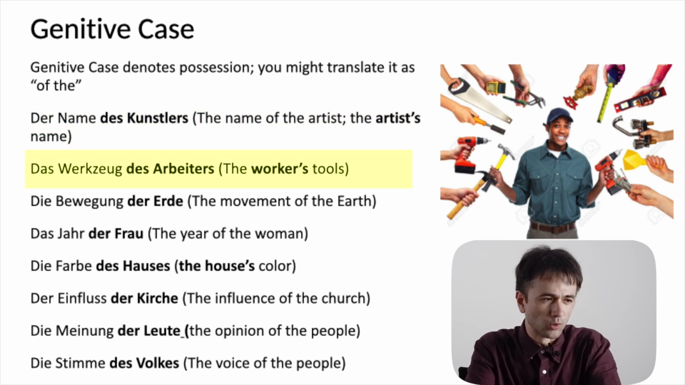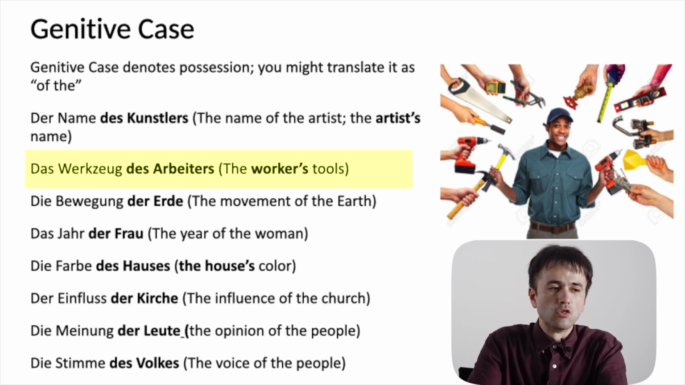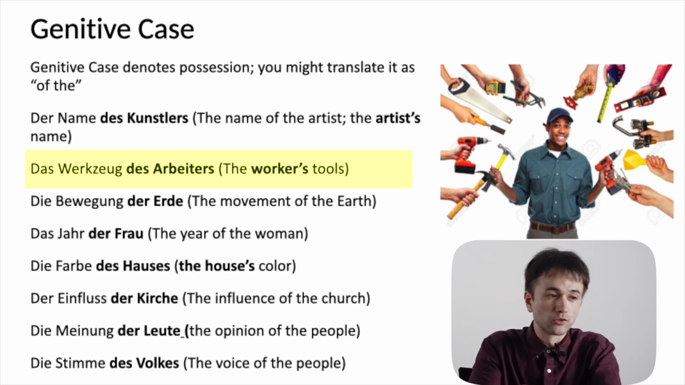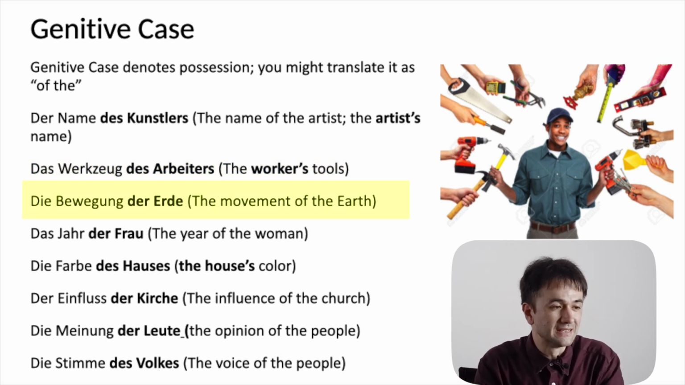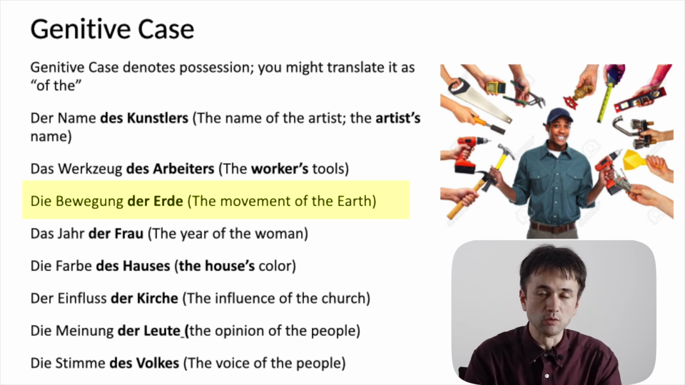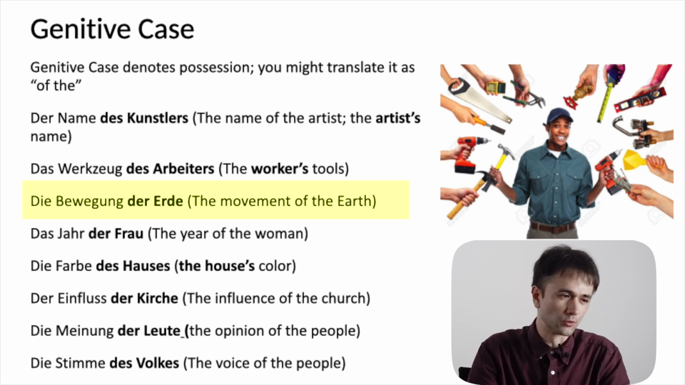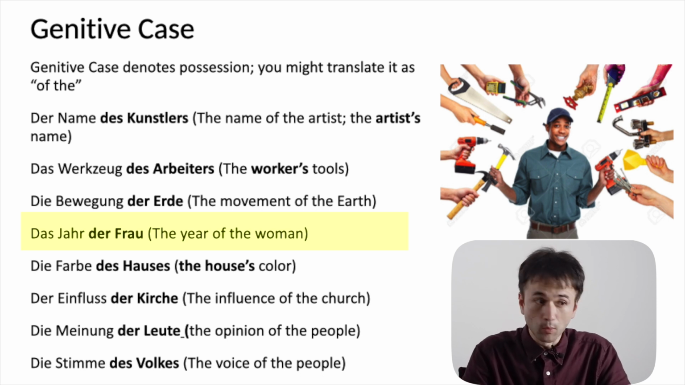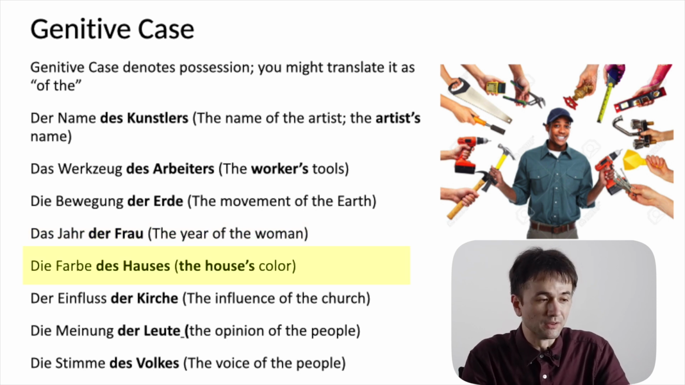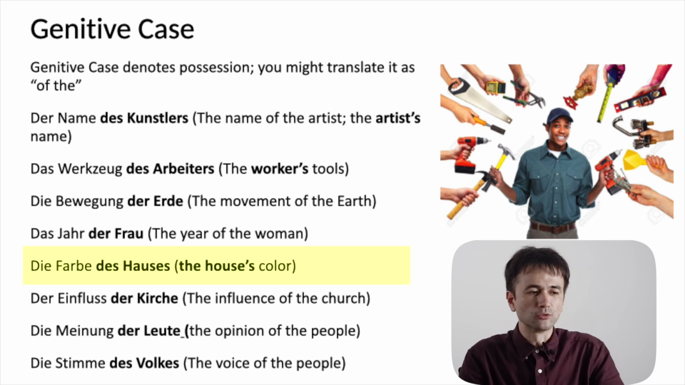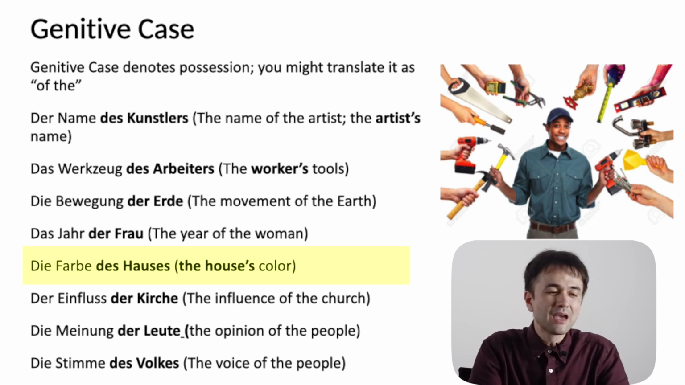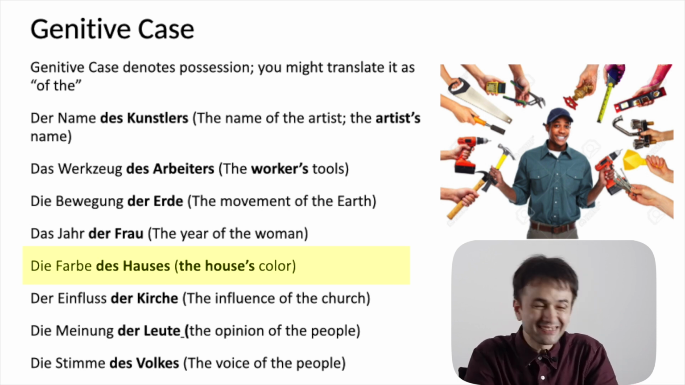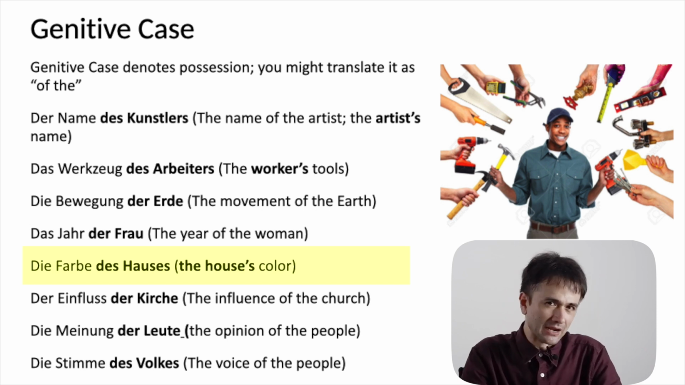Similarly, das Werkzeug des Arbeiters is the worker's tools, or the tools of the worker. Die Bewegung der Erde is the movement of the earth, or the earth's movement. Das Jahr der Frau is the year of the woman, while die Farbe des Hauses is the house's color. Now notice what I just did. There is an implicit S added onto house that is not added onto Frau.